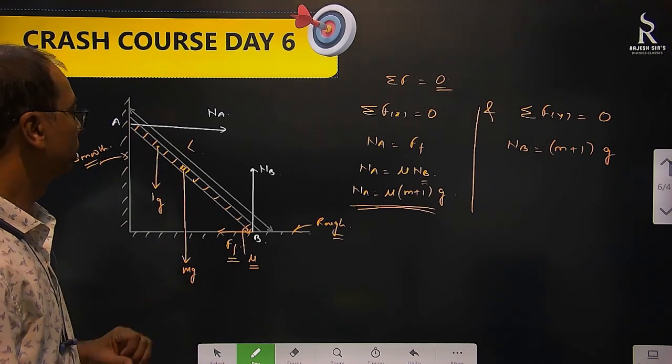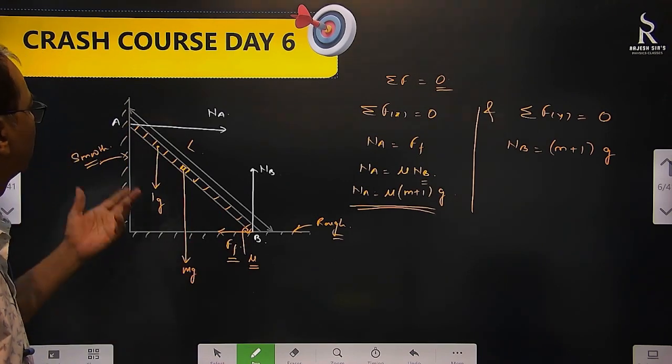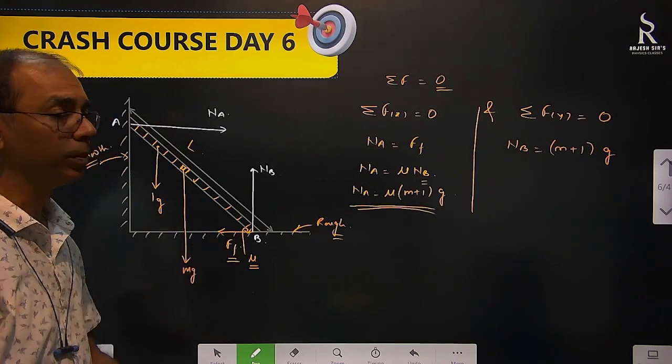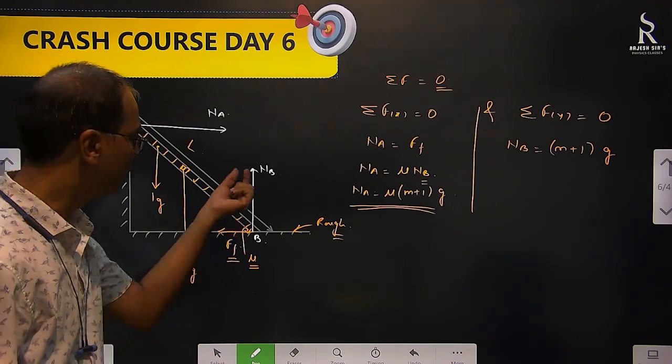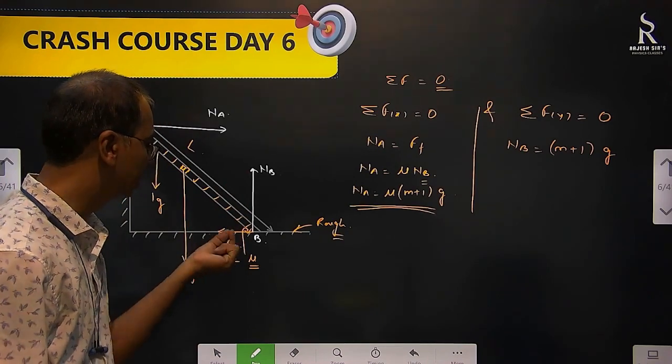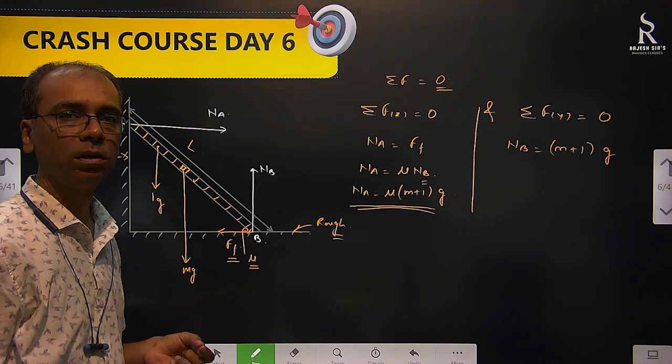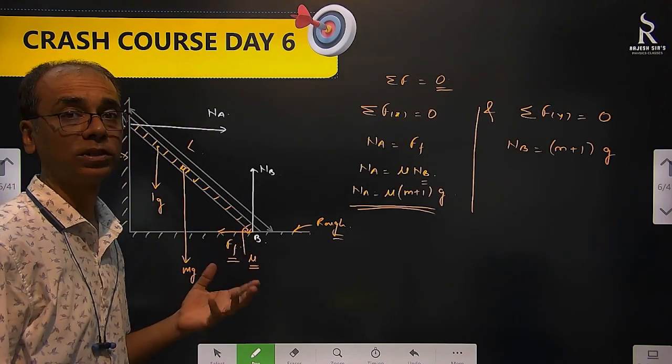So, rotational equilibrium. Now, where to take torque? Any point you can take: A, B, wherever you want. I'll prefer B. Why? Because on B there are two forces acting: NB is also acting at B and the friction force is also acting at B. So I'll prefer point B.